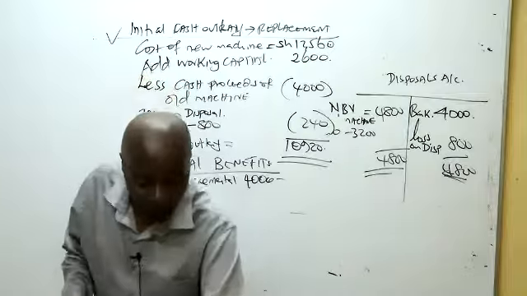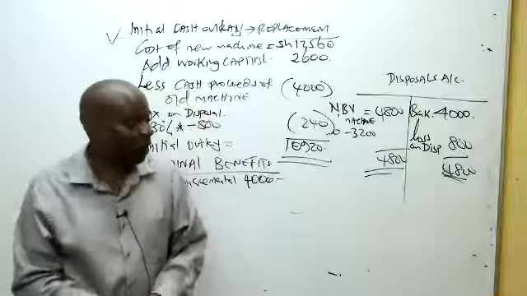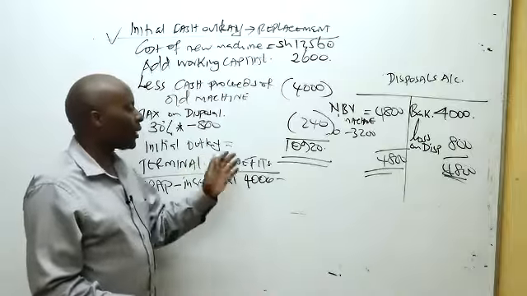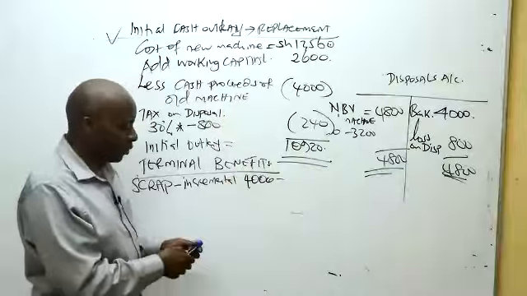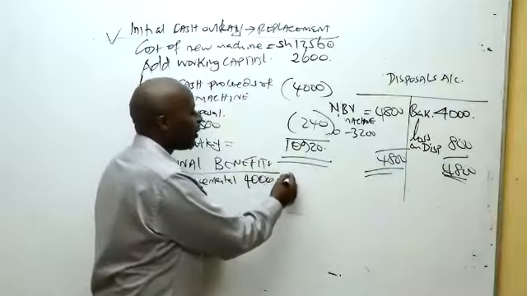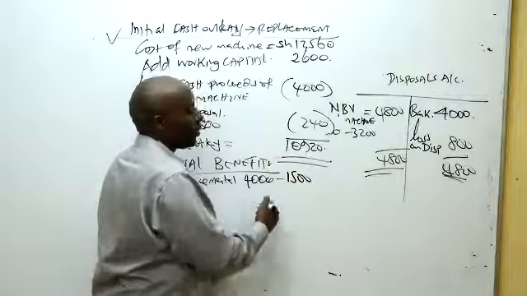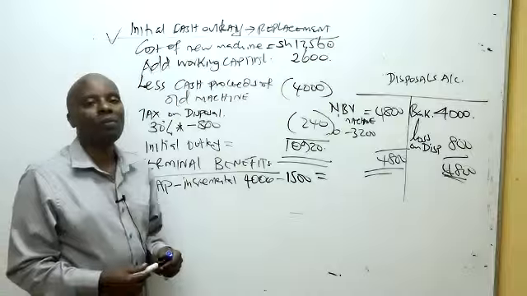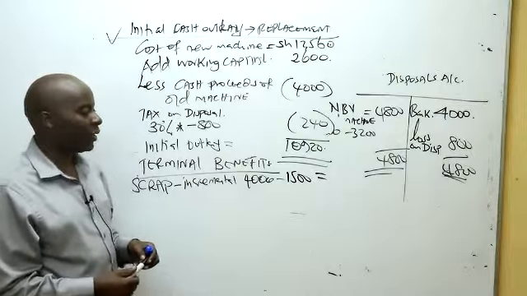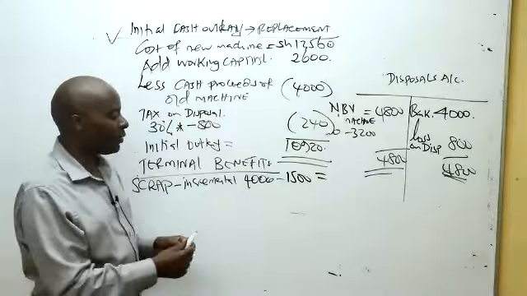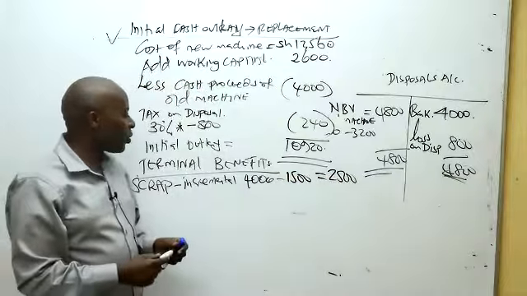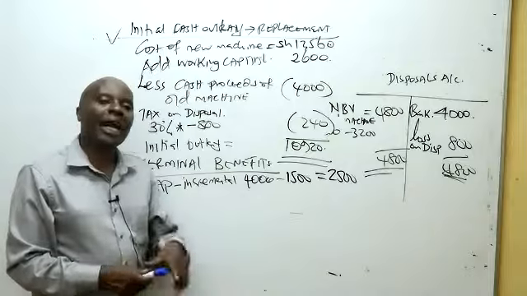And therefore, when I'm looking at the net benefit of the new machine, I'll be looking at the scrap of the new minus what scrap the old machine would have given me if I never replaced it, which is 1,500. So could you kindly give us that figure? 4,000 minus 1,500 gives us what here? 2,500.